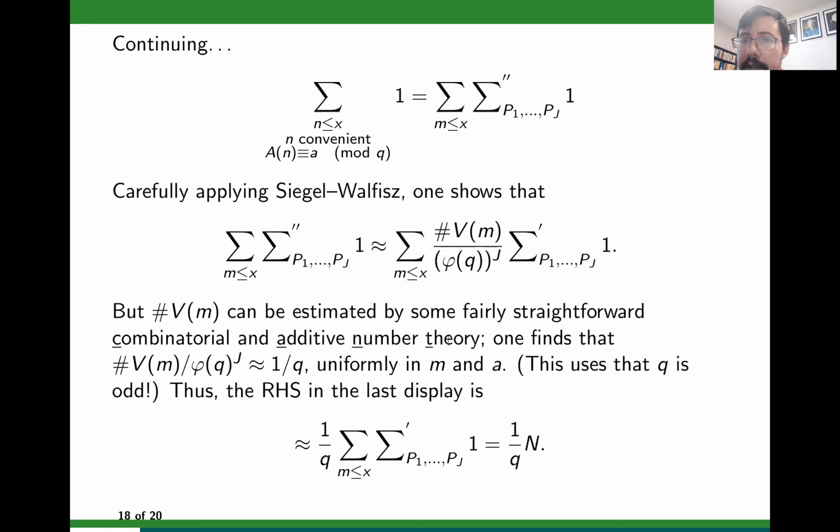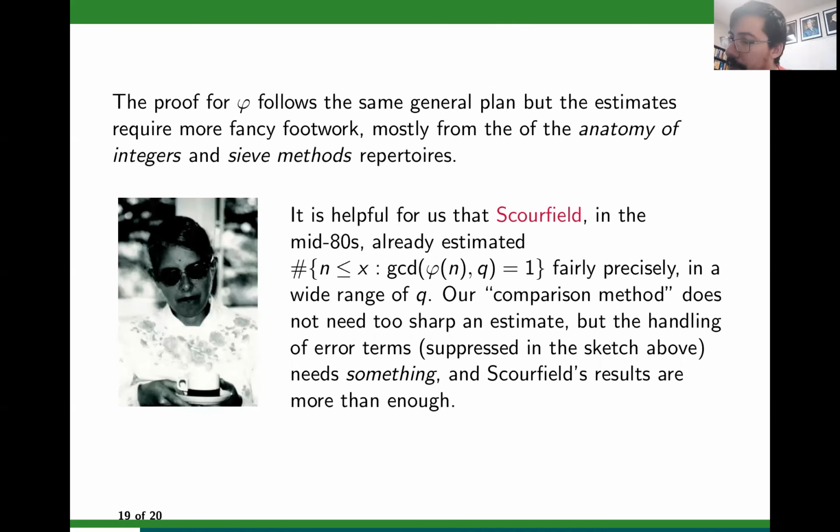And then I find that the right-hand side of this middle display is just about 1 over q times the sum on m's of the sum on p1 through pj, where the inner sum is just the prime condition now, not the double prime. But this double sum on m and p1 through pj with the prime condition is exactly my denominator. So I get 1 over q times the denominator as an approximation for my numerator. The numerator over denominator is about 1 over q, and we're done. Okay, so that is a sketch of the proof.